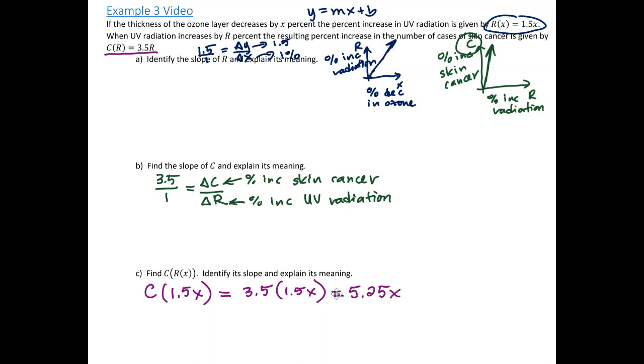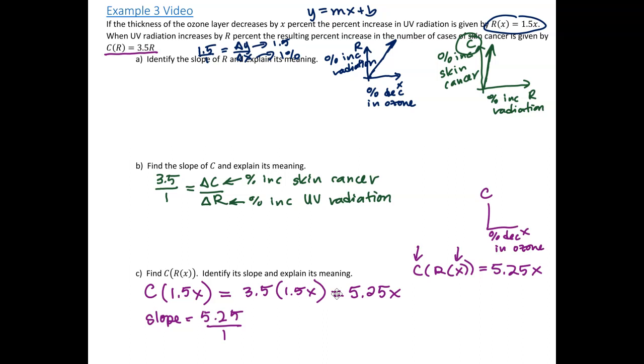So our formula for C of R of X, just to summarize, C of R of X is equal to 5.25x. So its slope is 5.25 over 1, but we have to be really careful about this one. What it does is it inputs an x and it outputs a c. So its axes would be an x and a c. So this is now the percent decrease in ozone, and the y-axis is the percent increase in skin cancer.